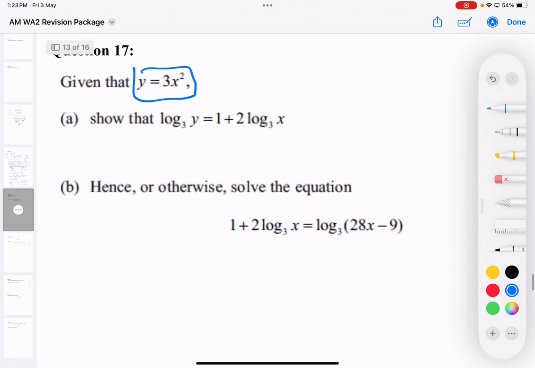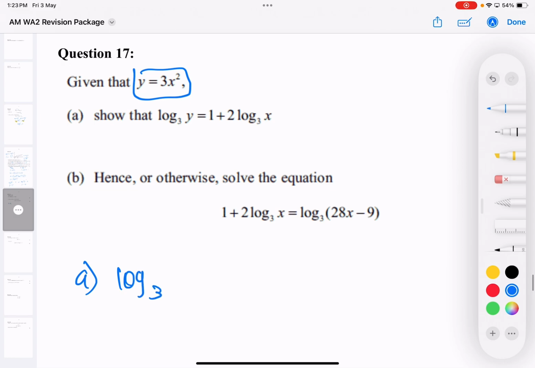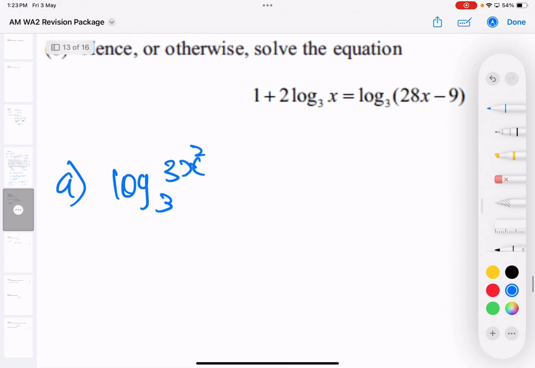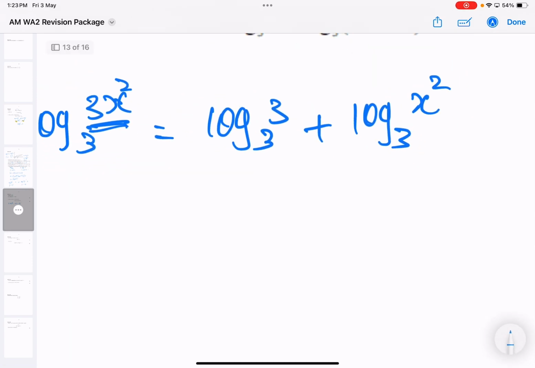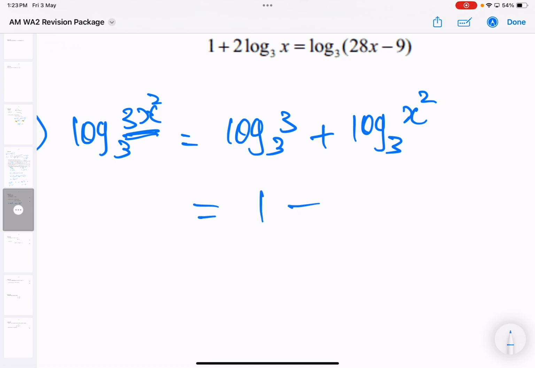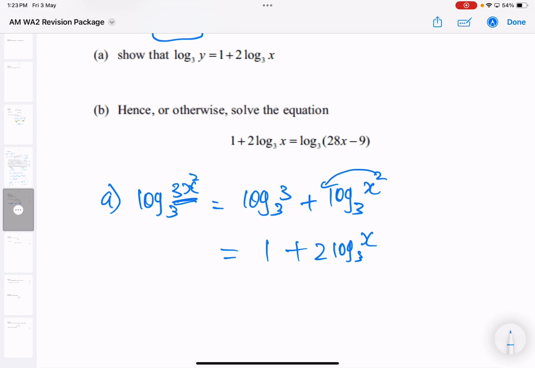So here you have a y. For part A, log base 3, change the y, do a substitution, is 3x squared. Now, what is log base 3 of 3x squared? This is a multiplication, right? Multiplication can be changed into addition. So this can be log base 3 of 3 plus log base 3 of x squared. What is log base 3 of 3? 1. And this 2 can be brought down. So we're going to get 2 log base 3 x. Okay, so do you show it? Yeah, you have shown it.